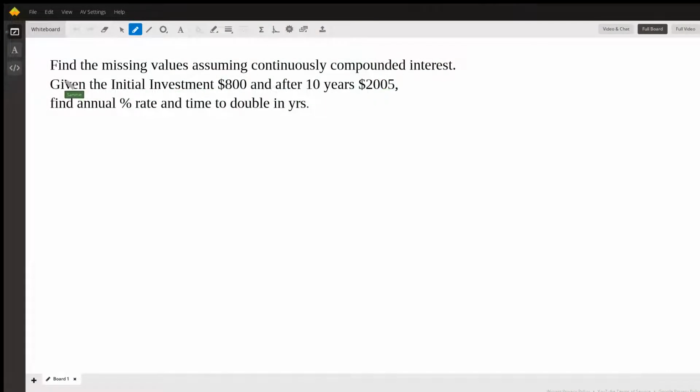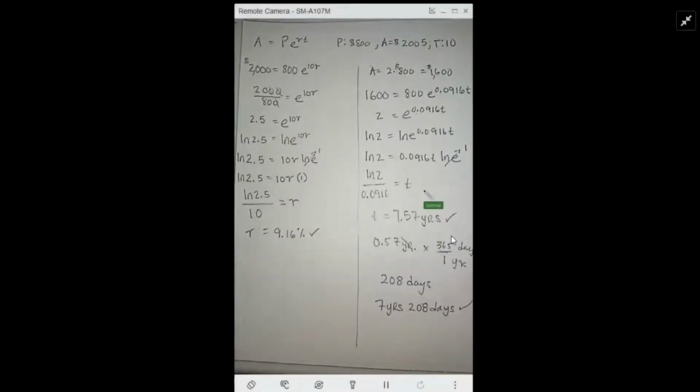We want to find the missing value assuming continuously compounded interest, given the initial investment of $800 and after 10 years it grew to $2,005. We want to find the annual percentage rate and the time to double in years. Okay, so let's take a look at it. For the sake of time, I've worked it out already.